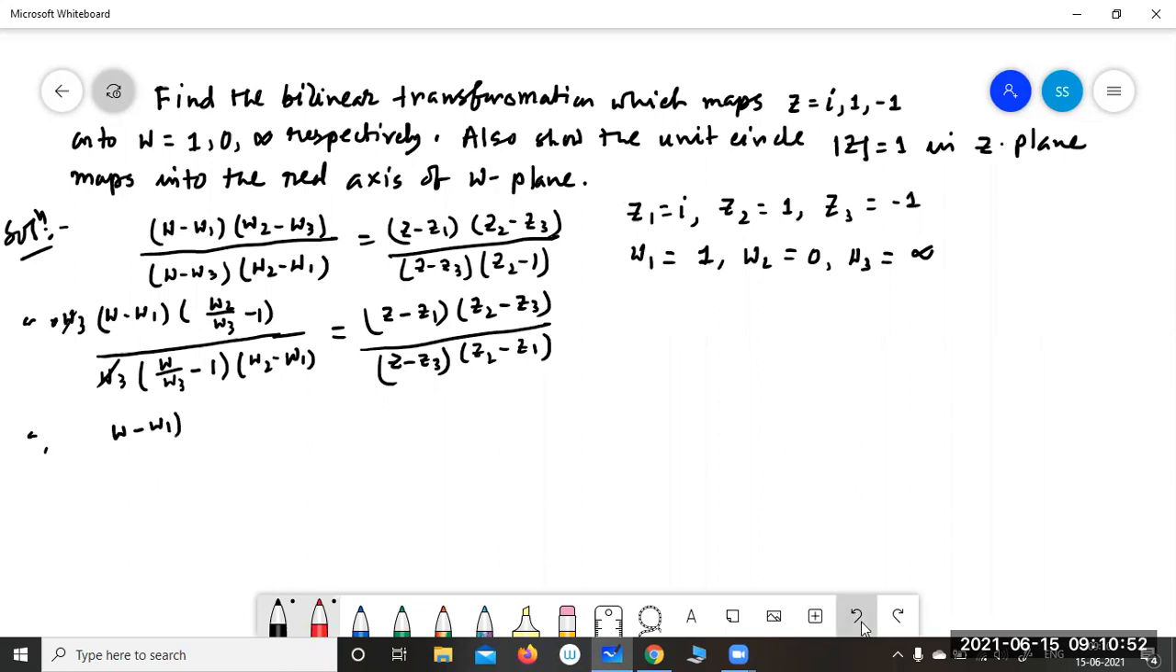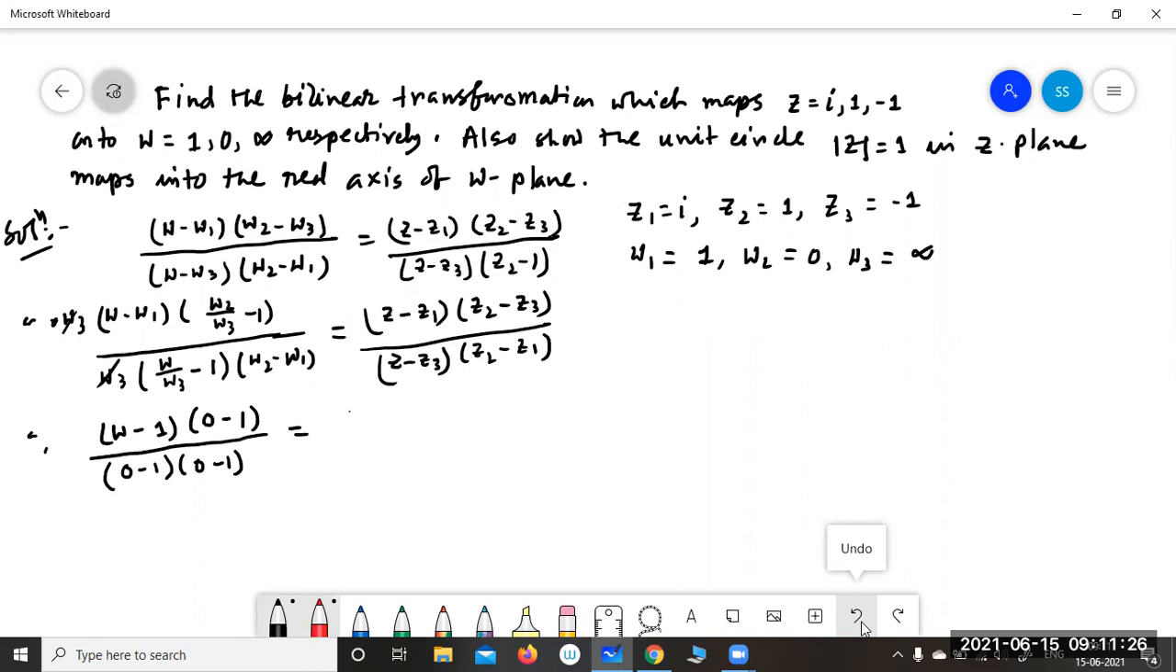You can put here the value of W1 also. Value of W1 was 1. So W minus 1 into W2 by W3, whatever may be the value of W2, W3 is infinity. So something by infinity, it is 0, right? So 0 minus 1 by W3, sorry, 0 minus 1 by, here also W by W3 is equal to 0 minus 1. Now W2 is equal to 0 minus 1.